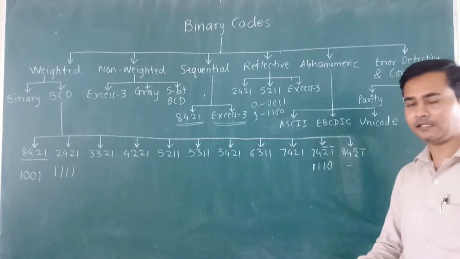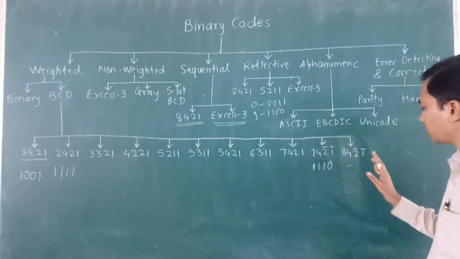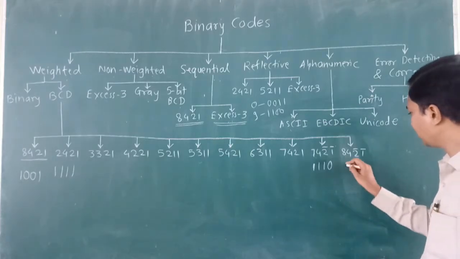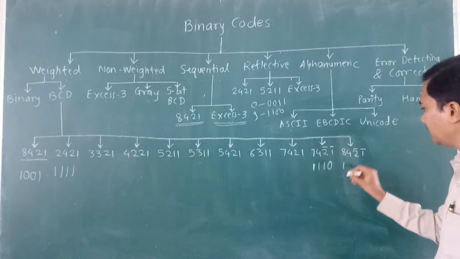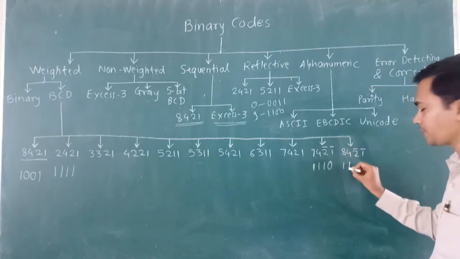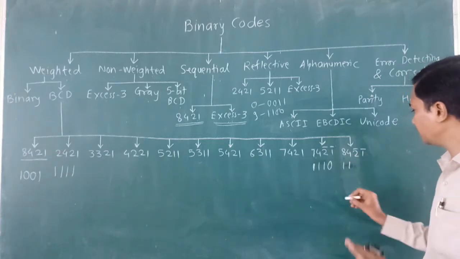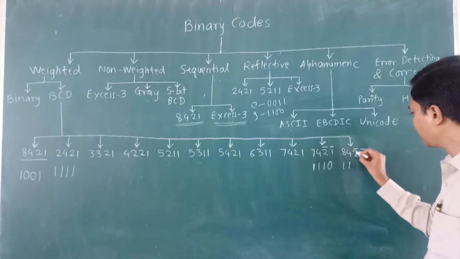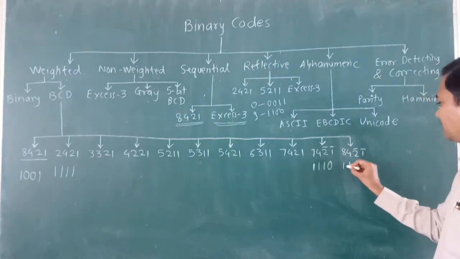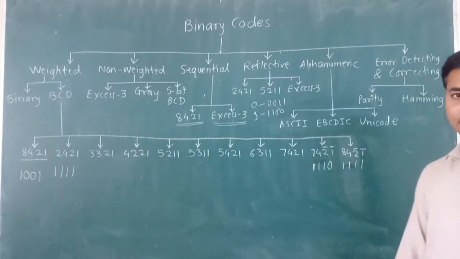Similarly, suppose I want to represent value 9 using 84 2 bar 1 bar code. How can I represent it? Using single 8, it is not possible. So make 1 at this position also. So 8 plus 4 is 12. Now we have to subtract 3 from this value. So 2 bar should be used and 1 bar should also be used. So to represent 9 using 84 2 bar 1 bar code, we can represent it as 1111.